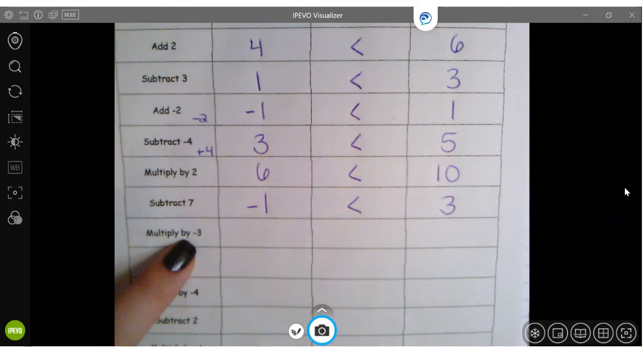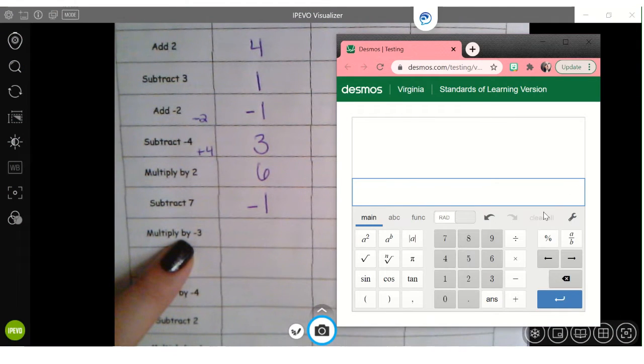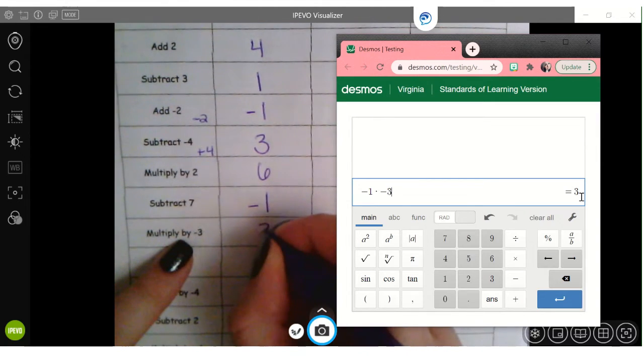Now I'm going to multiply by negative 3. So negative 1 times negative 3. You can use your integer operations here to help you, or you can use your calculator. Since we're dealing with multiplying by a negative, maybe your calculator might be more of use for you here. So I'm going to type in negative 1 times negative 3. Well, that would give me a positive 3, which makes sense, right? A negative number times a negative number gives me a positive answer. So this would be a positive 3.